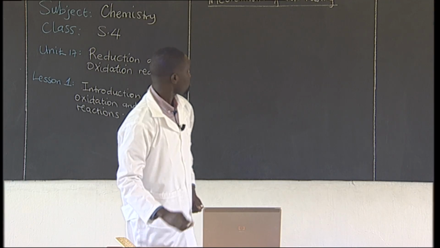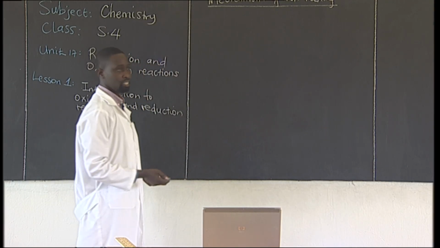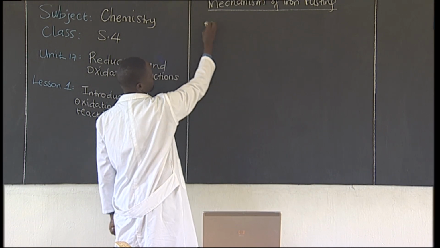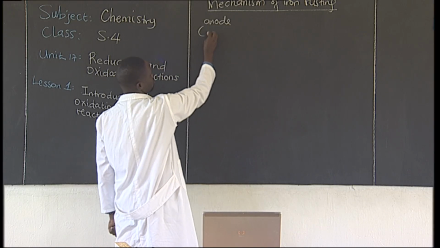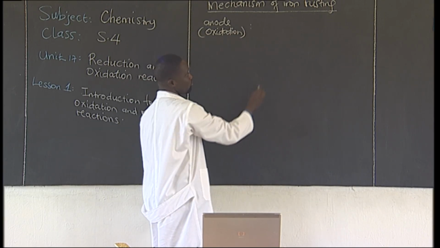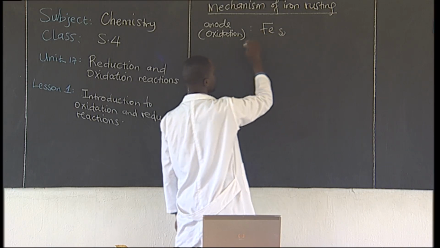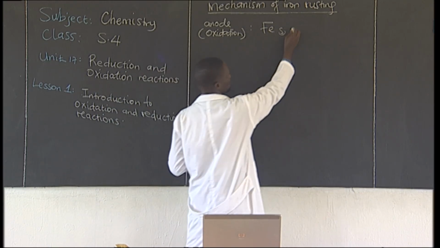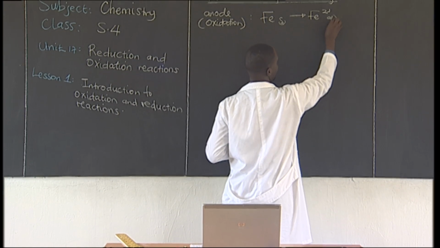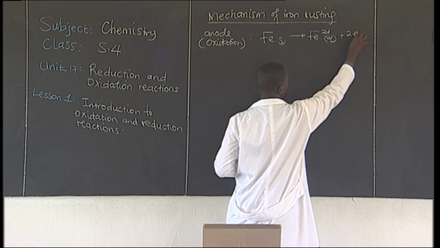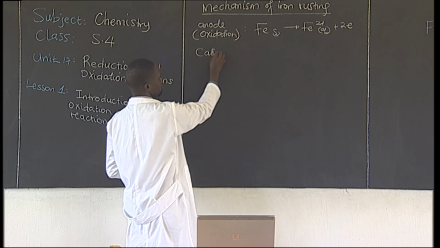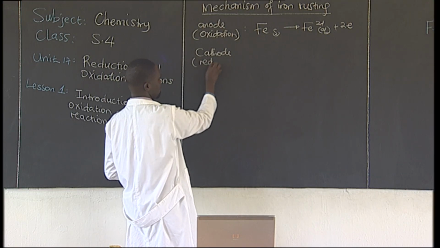So let's do what is happening in the rusting. As we've said, we need the site of the anode. Anode, this is where we have the oxidation. So the iron is the one acting as the anode by losing electrons to form iron(II) cations. It loses 2 electrons. Then we also have the cathode part where we have reduction.